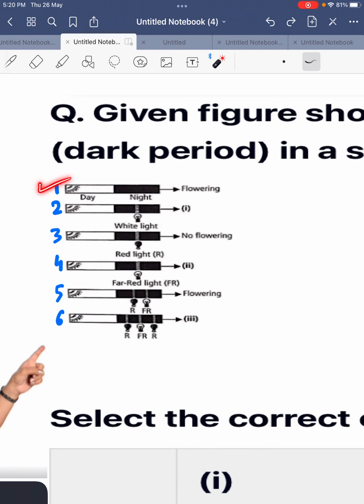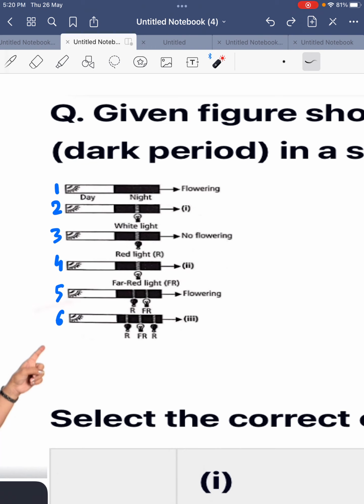In condition 1, the SDP or short day plant is in normal condition, so flowering is done. In the second condition, the dark period or scotoperiod is being flashed with white light, so what will happen, it is asked. In the third condition, the scotoperiod is exposed to red light, and no flowering occurs. In the fourth condition, the scotoperiod is interrupted with far red light. What will be the result? We have to give the result here.